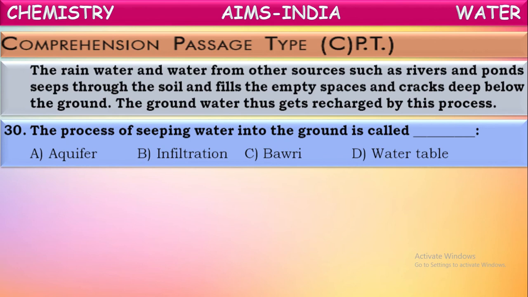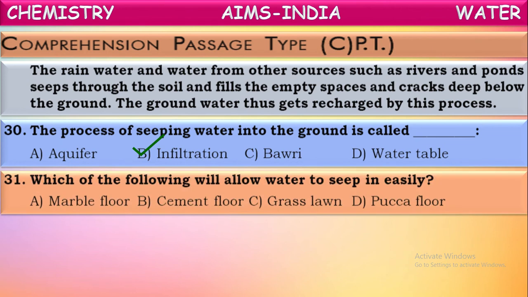See, the process of seeping water into the ground is called infiltration. It is infiltration. Infiltration means water seeping into the soil, reaching the rocky layer and recharging the groundwater level. That is called infiltration. Next, which of the following will allow water to seep in easily? See here, some are mentioned. Out of these, which will help the water to seep easily into the soil?